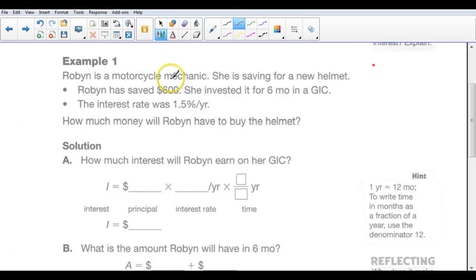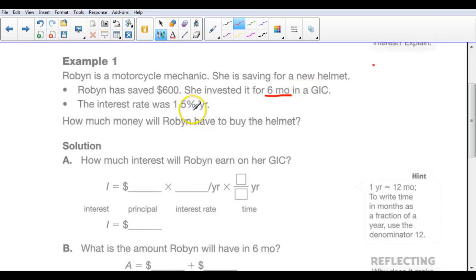So Robin is a motorcycle mechanic. She's saving for a new helmet. Robin has saved $600. She invested it for 6 months in a GIC. So 6 months is important to understand because time, when we're talking about the interest formula, is in years, but it says she invested it for 6 months. So we have to see what we're going to do with that.